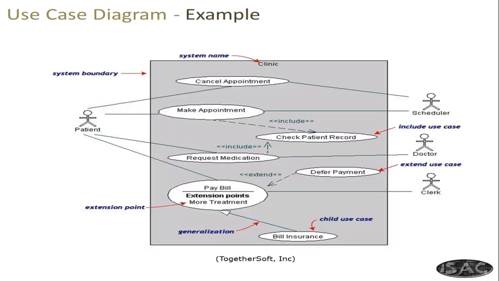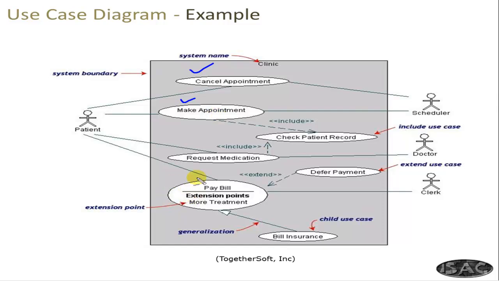Let us see another example of a use case diagram. What happens is that here the patient cancels the appointment to a clinic, that is one use case. He makes the appointment, that is another use case. This is makes an appointment, another use case. And when this use case happens, it by default includes another use case called check patient record, and this gets triggered every time the make appointment use case happens.